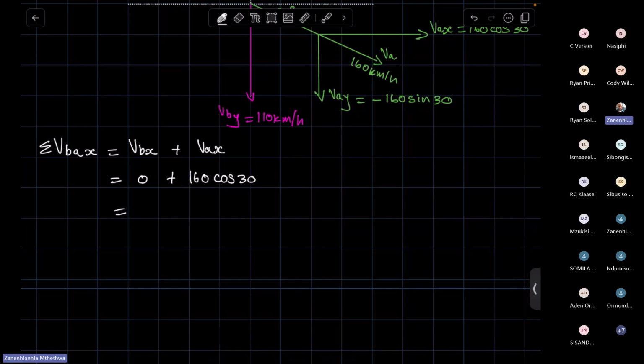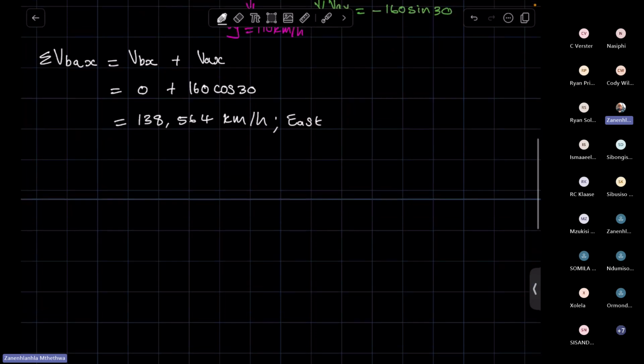It's 138.564 kilometers per hour. It is positive. Remember, this is a vector, so the fact that it's positive indicates that this vector is going east. Are we clear here?